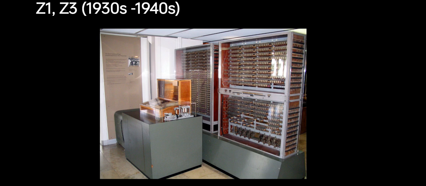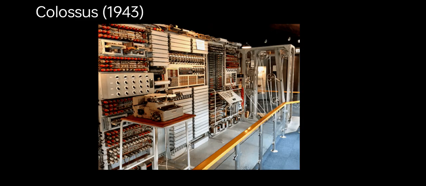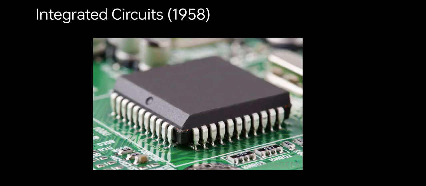In the 1930s to 1940s, the Z1 and Z3 were invented. In 1943 to 1945, ENIAC was invented. In 1943, Colossus was also invented. Transistors and integrated circuits. In 1947, the transistor was invented. In 1958, integrated circuits were invented.